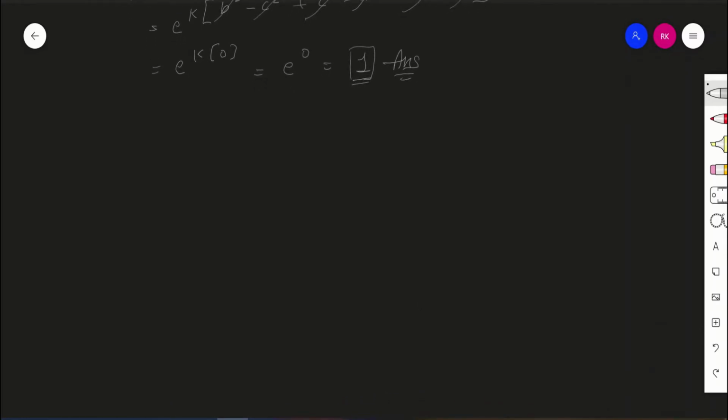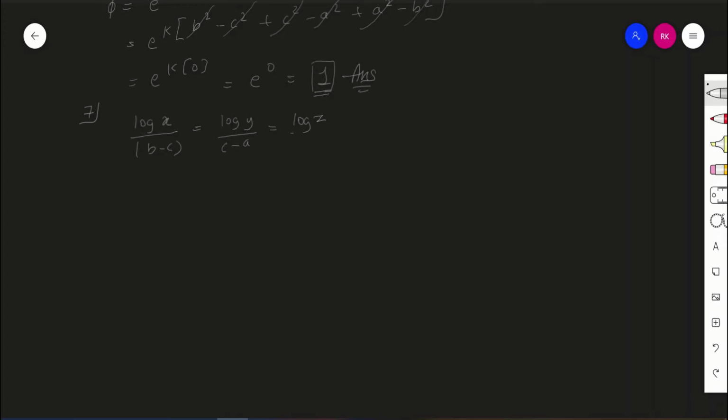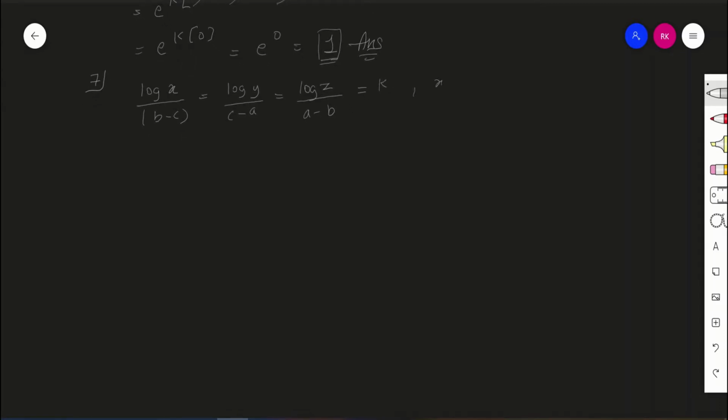Now let's move on to question number 7. This one is very similar to the previous one. Log x upon b minus c is equals to log y upon c minus a is equals to log z upon a minus b is equals to k. Then find x raised to the power a, y raised to the power b, z raised to the power c.